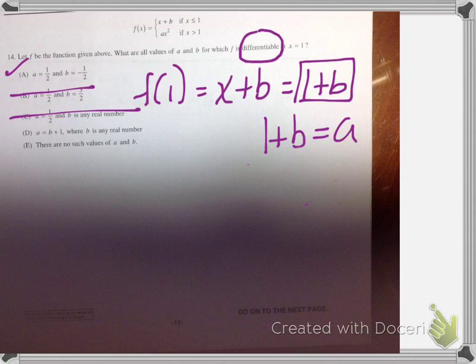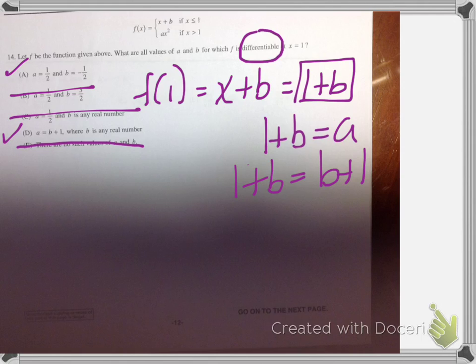Okay, I'm going to skip for a minute to E. E says there's no values that will work, but we know that A already worked, so it can't possibly be E. Okay, now let's look at D. A equals B plus 1. So A equals B plus 1. So is 1 plus B equal to B plus 1? Well, of course it is. So we're down to A and D.